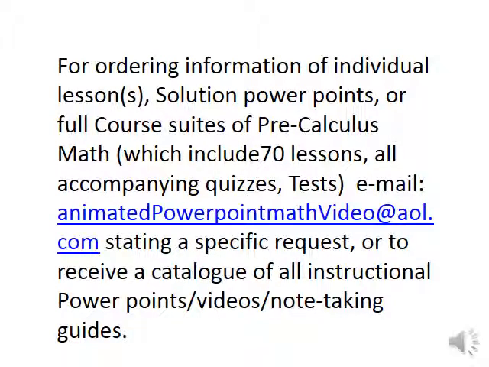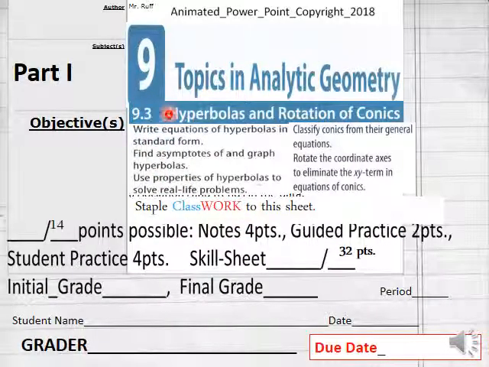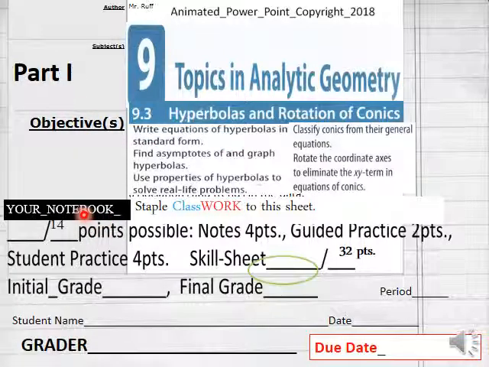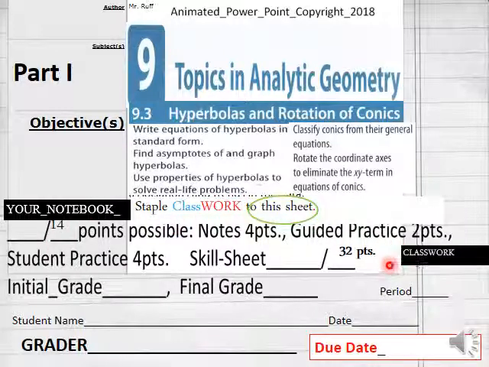Hello everybody, we're getting ready to do lesson 9.3 of pre-calculus math today. For today's classwork lesson we have hyperbolas and rotation of conics. Part 1, you have 14 points here on your notebook sheet, and 32 points here on your classwork sheet. So get prepared for that. Have your classwork sheet out in front of you.